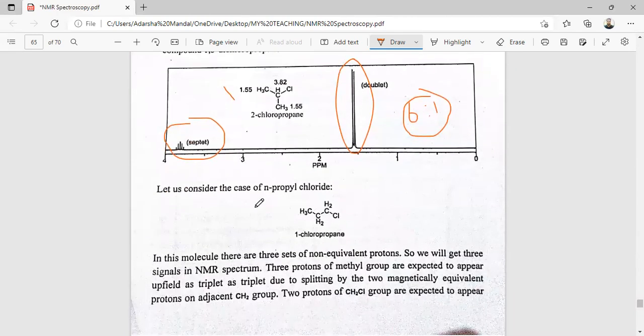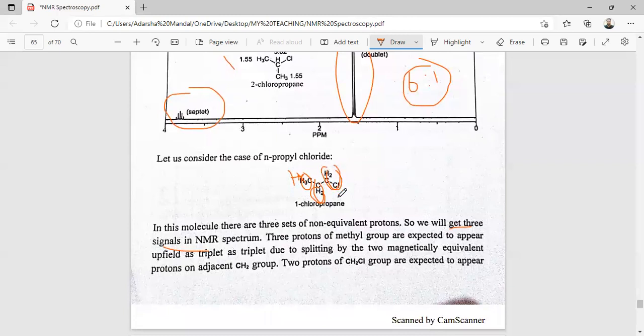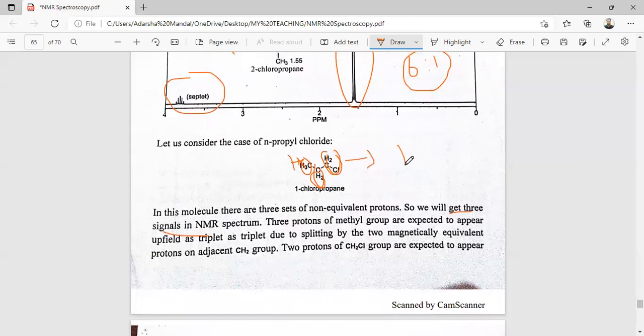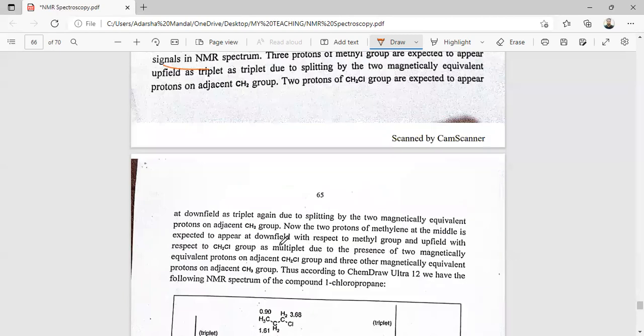So now we have to consider n-propyl chloride. In n-propyl chloride there are a total of 3 types of protons: these 3, these 2, and these 2. So there are 3 sets of non-equivalent protons, and we will get 3 signals in the NMR spectrum. The 3 protons of the methyl group are expected to appear upfield as a triplet due to the 2 protons of the adjacent CH2. The two protons of the CH2Cl are expected to come as a triplet due to the adjacent CH2 group, and downfield due to the chlorine.